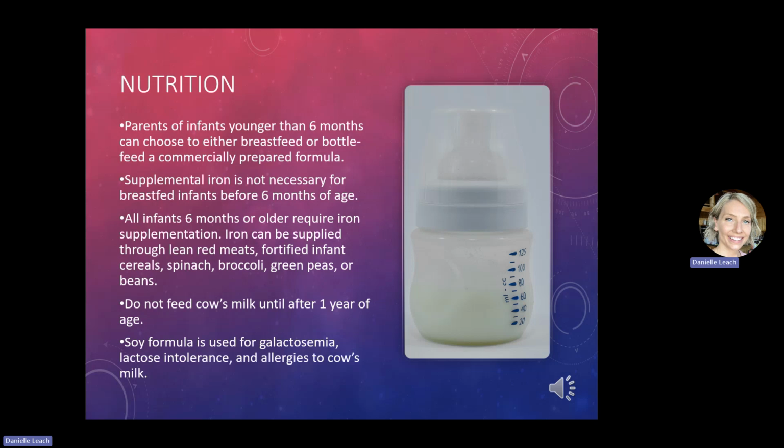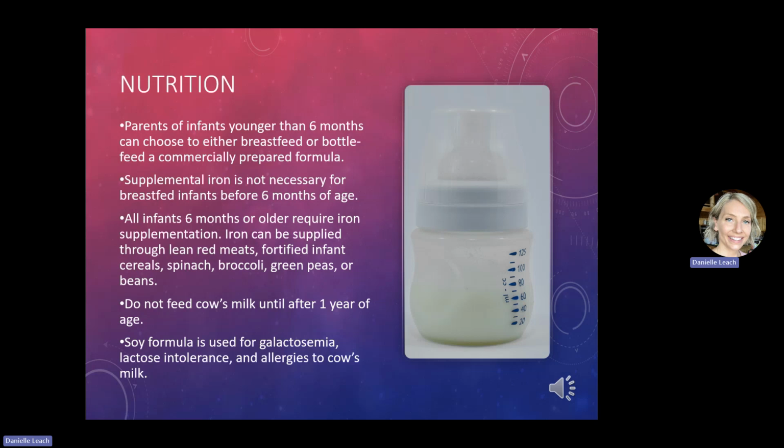Nutrition-wise, of course, parents can choose whether they want to breastfeed or bottle feed a commercially prepared formula. We just need to educate them that if they are going to feed formula, they do need to use an actual commercially prepared formula and not a homemade recipe. Supplemental iron is usually not necessary for younger infants under 6 months, but according to your text, all infants 6 months and older should be taking iron supplementation. However, with my experience, it can depend on your provider.